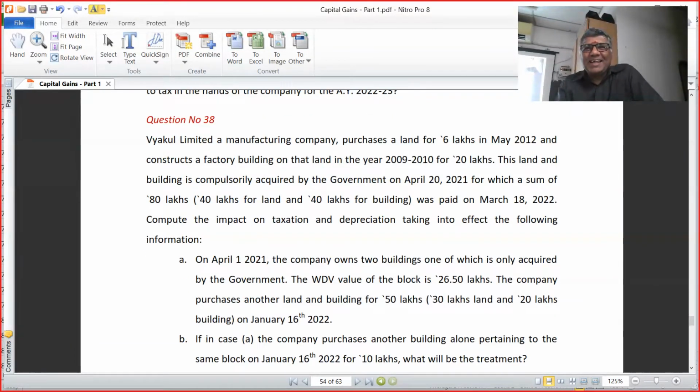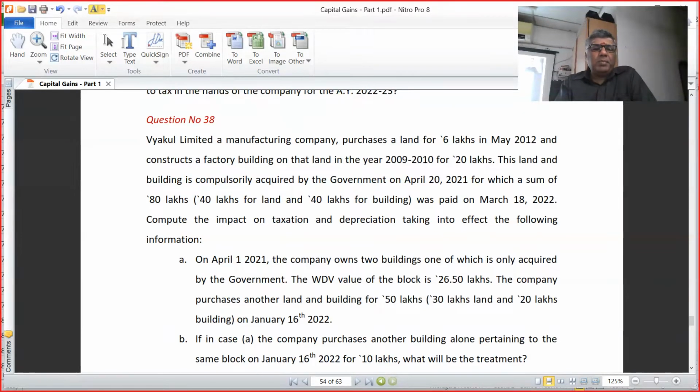Vyakul Limited, a manufacturing company. Since it is a manufacturing company, remember the additional depreciation. A manufacturing company purchased the land for 6 lakhs in 2012. Actually it should not be 2012; somebody changed it. It is 2009. Can you please change it? It is 2009, and constructed the building in the year 2009-10 for 20 lakhs. Please change it to 2009.